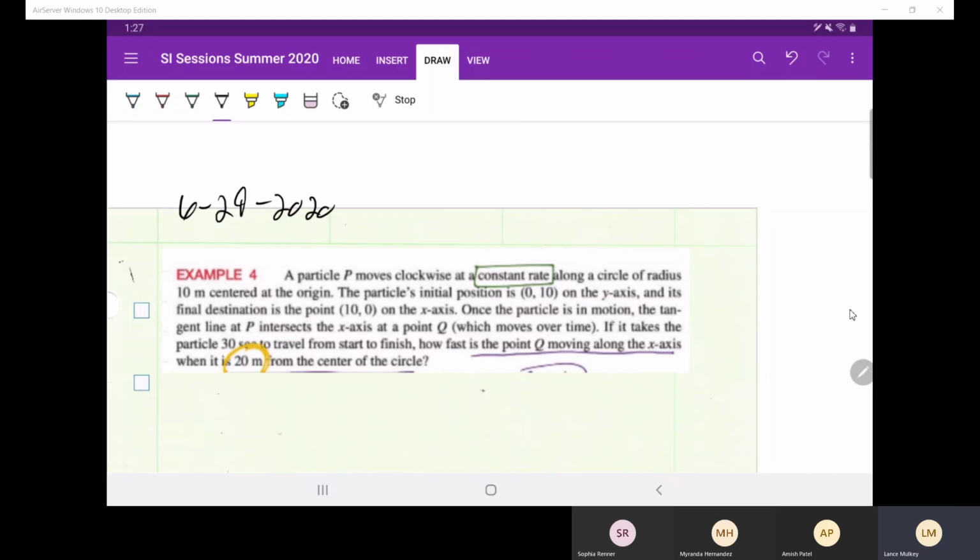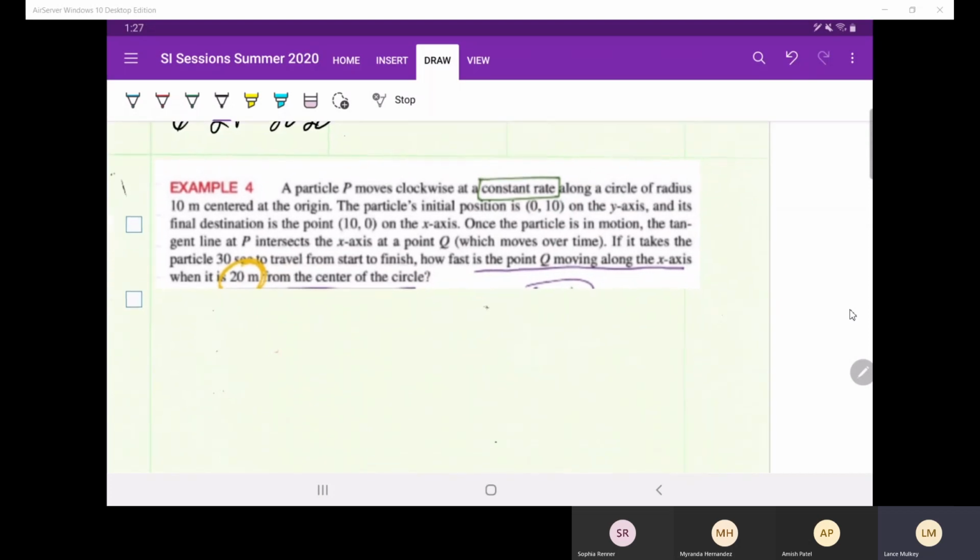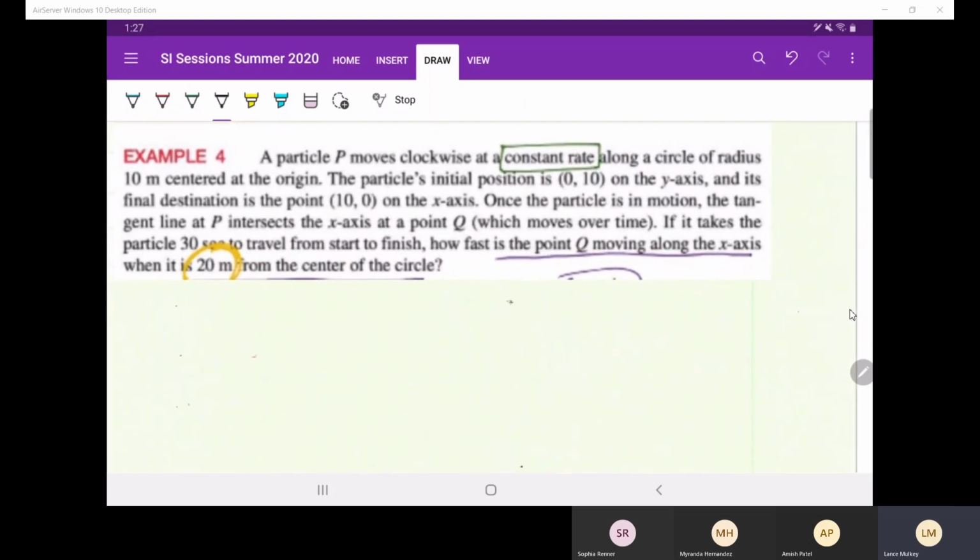All right, I'm gonna go ahead and start this one. So this is related rates. So when one thing changes, it affects other things. That's why they are related together.